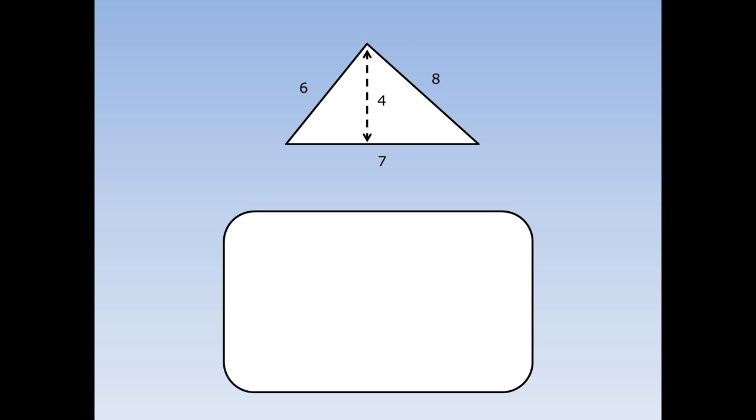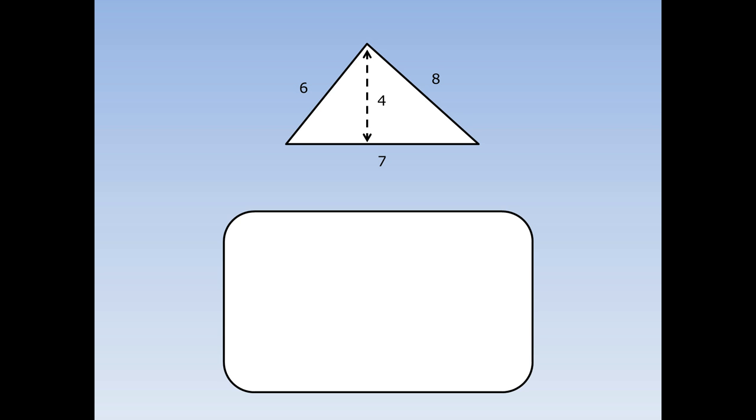In this triangle, the base is 7, the perpendicular height is 4, and the two slope heights are 8 and 6. These two are just put in to throw us off. We don't actually need them for the formula at all.